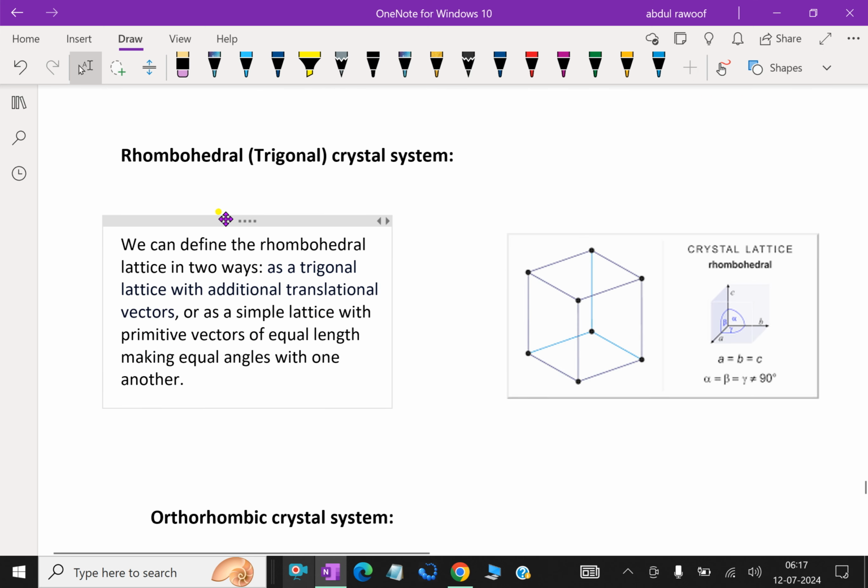Next one, rhombohedral, that is the trigonal crystal system. We can define the rhombohedral lattice in two ways: as a trigonal lattice with additional translational vectors, or as a simple lattice with primitive vectors of equal length making equal angles with one another. Here, a equals b equals c, and alpha, beta, gamma are equal and not 90 degrees.